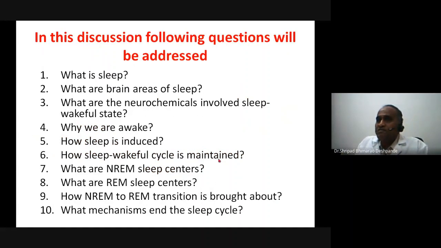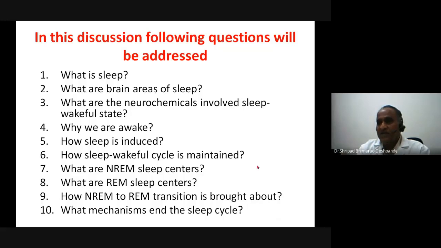This topic I want to address by answering the following 10 questions. What is sleep? What are the brain areas of sleep? What are the neurochemicals involved in sleep and the wakeful state? Why are we awake? How is sleep induced? How is the sleep-wakefulness cycle maintained? What are the NREM, non-rapid eye movement, sleep centers? What are the REM sleep centers? How is the NREM to REM transition brought about, and what mechanisms enter the sleep cycle? So this entirely covers all the areas which I am planning to cover today.